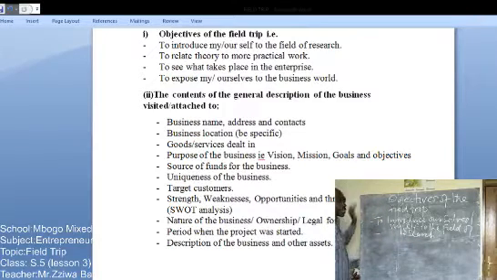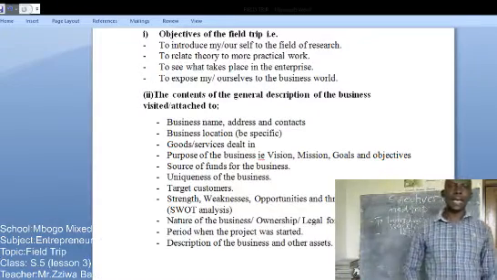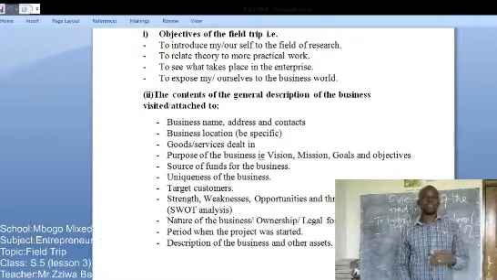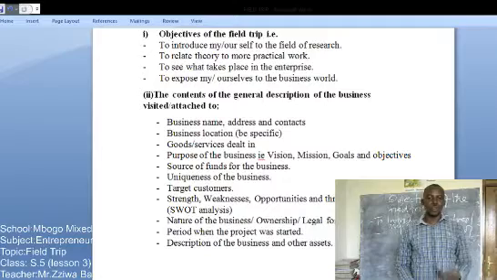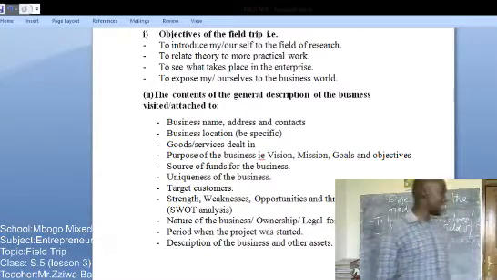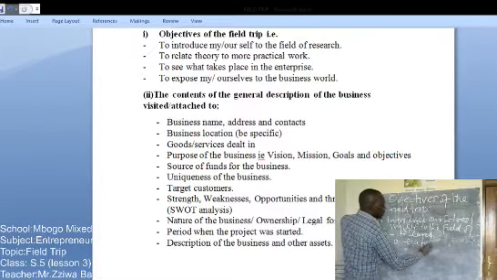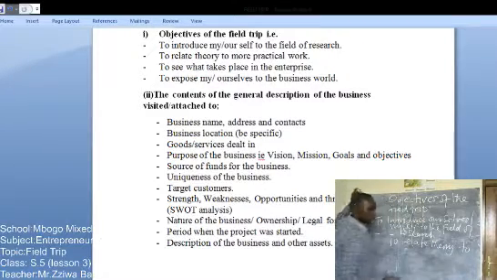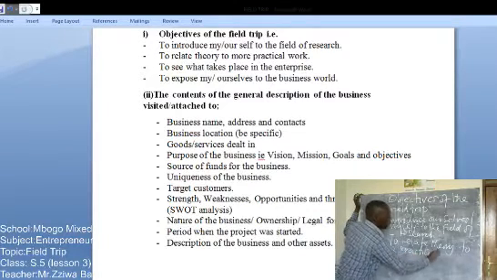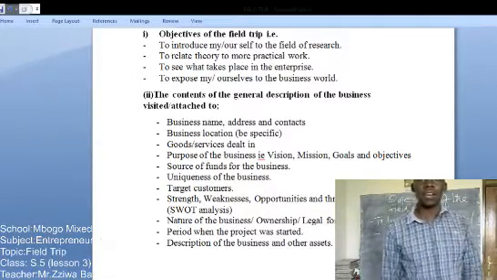That is one of the key objectives as to why students normally conduct a field trip, just to introduce themselves, you learners, to the field of research. The other objective, to relate theory to the practical work. That is yet another objective.